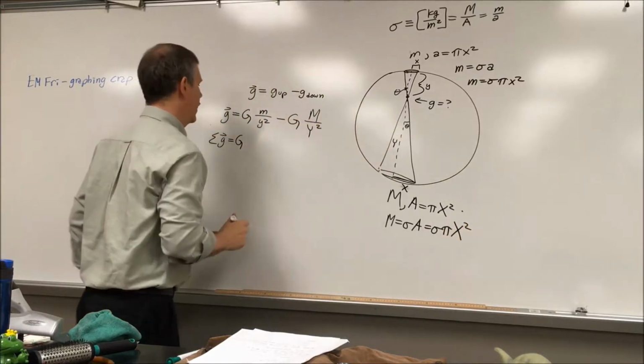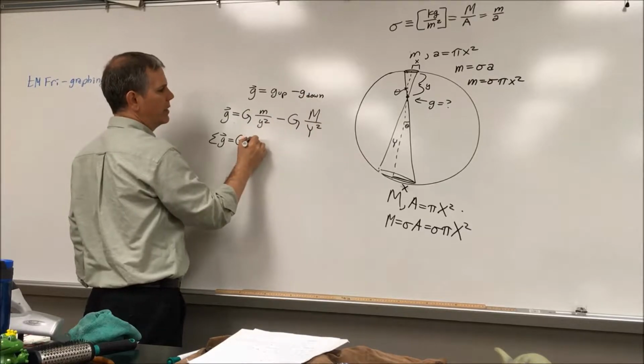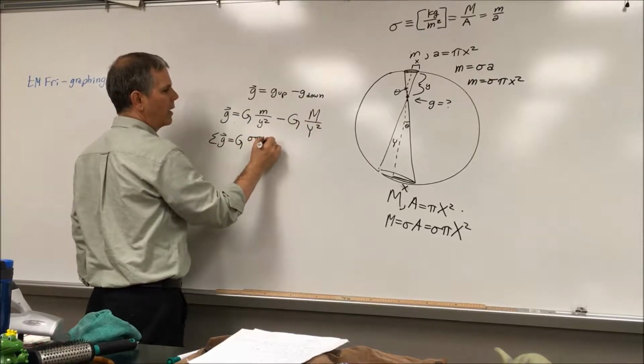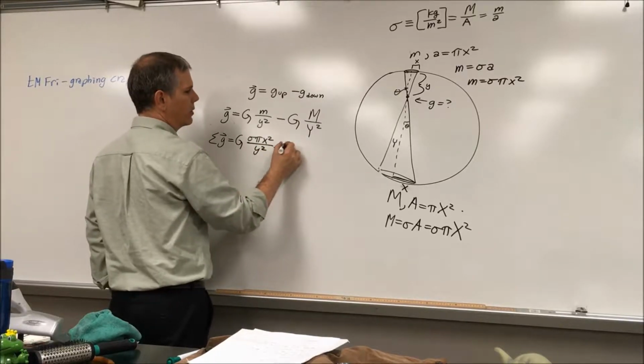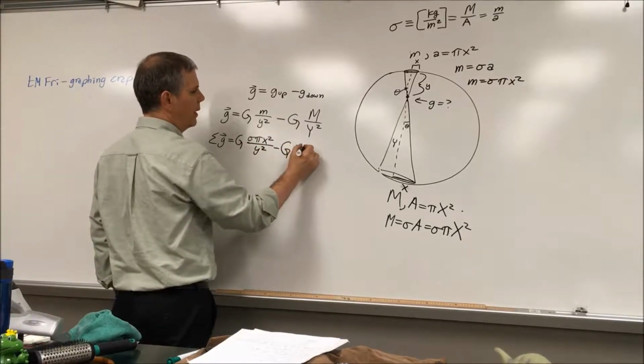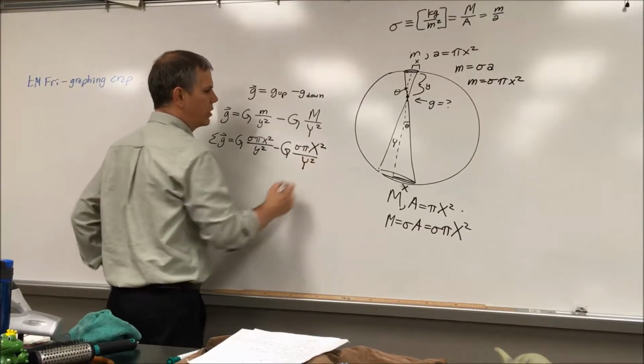Let's plug all that junk in. So now I get big G, little m, which is sigma pi x squared over little y squared, minus big G, sigma pi big x squared over big y squared.